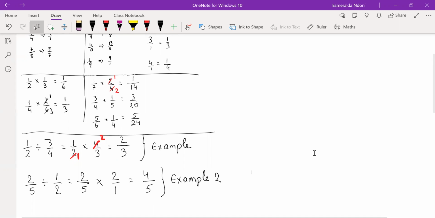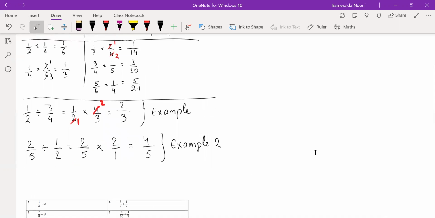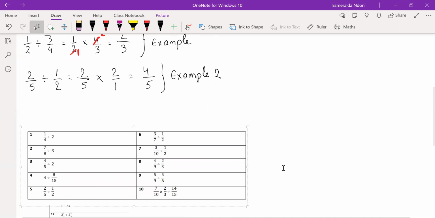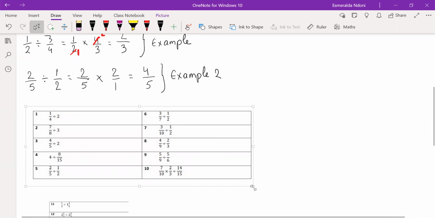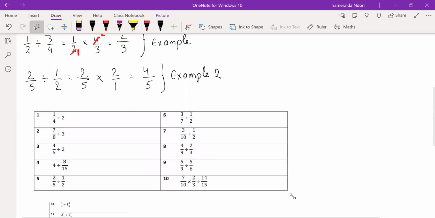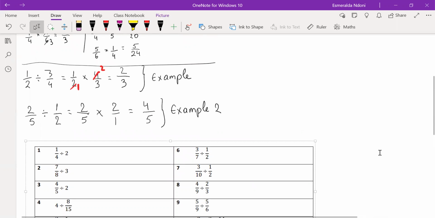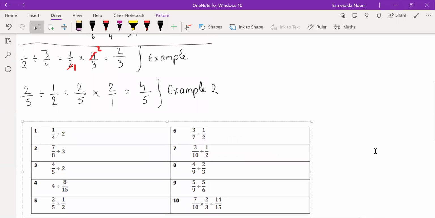Now it's your turn to have a go at dividing fractions. Here are a couple of questions. Please pause the video and have a go at these first 10 questions.